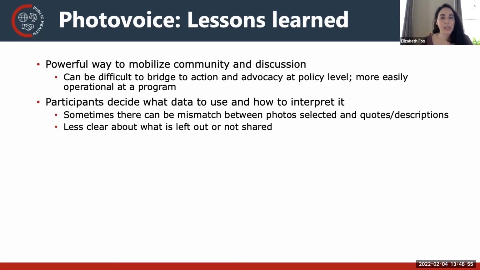Okay, so the second one is that the process allows participants to decide what data to use and how to interpret it. So that gives a lot of control to the participant to decide what they want to share versus not. And I know, at least from my experiences, some of the photos that the participants took were absolutely stunning, but the participants didn't pick those photos to talk about.